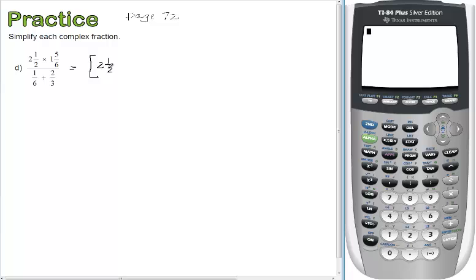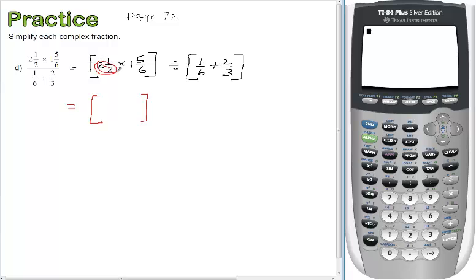So 2 1/2 times 1 5/6, and then that would be divided by, because this line here acts as a division symbol, right? Same thing, divide by 1/6 plus 2/3. Now, do it inside of each bracket. So the first one, we have two mixed fractions multiplying. Now, mixed fractions, best way to do these is change to improper. Remember how to do that.